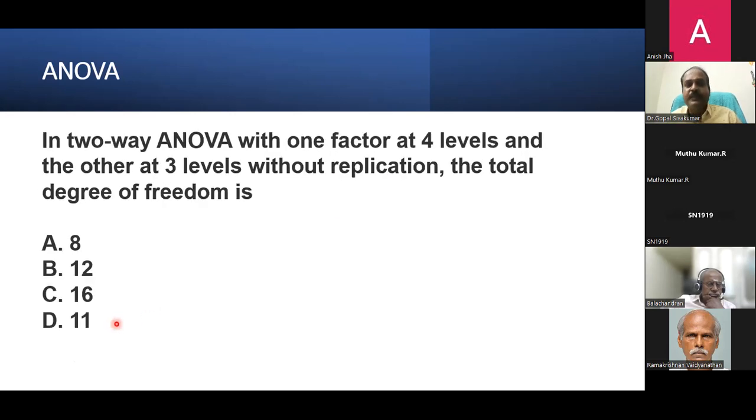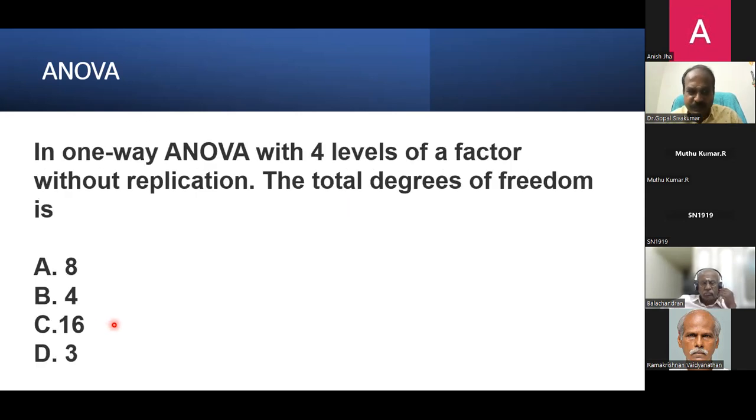So the answer is here. Sorry, sir, 11 is the answer. Sorry, n minus 1. Yes, correct. Now we are moving on.